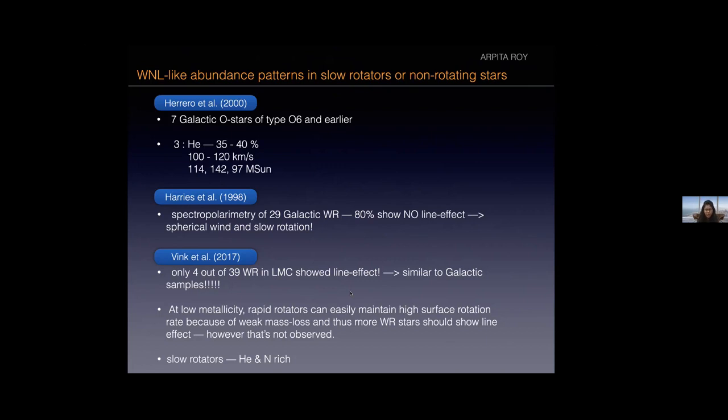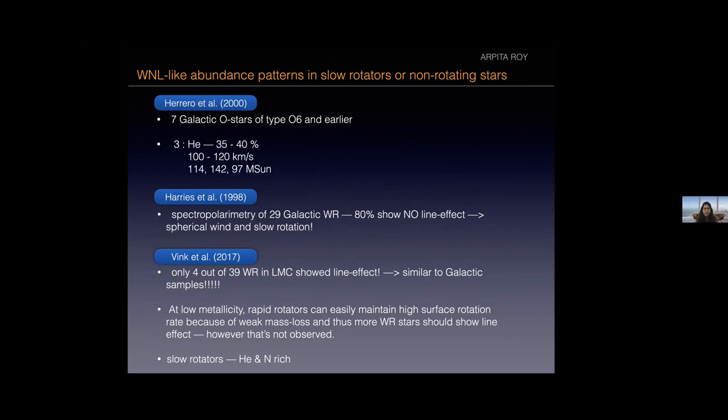So there are 2 issues now. One is that all of these observations are saying that there are WNL-like abundance patterns, but they are slow rotators. Also, if you look at Vink's observations of 2007 and 2017, the weird part is that at low metallicity, if they are rapid rotators, they can easily maintain high surface rotation rate because of weak mass loss, since mass loss is metallicity dependent. And thus more Wolf-Rayet stars should show the line effect. However, they are observing about the same as in galactic Wolf-Rayet stars. So it's 10%.